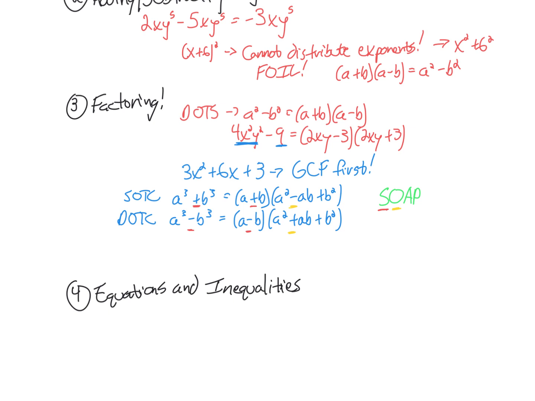And then the last term is always positive. That means your last term, when we do the plus b squared for either one, is going to be always positive.